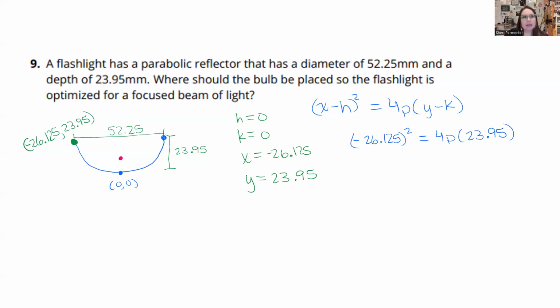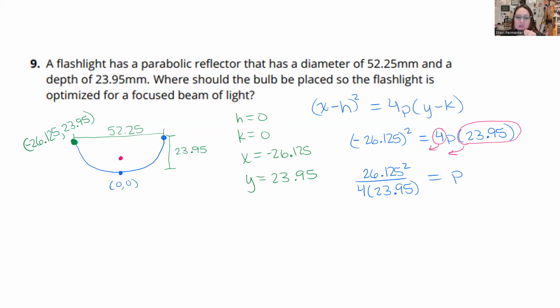So to get p by itself, I need to take the 4 over and the 23.95. I can do it all in one step. So I get 26.125 squared, it doesn't matter if it's negative, divided by 4 times 23.95 is equal to p.